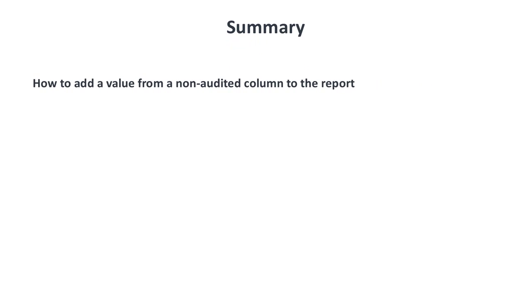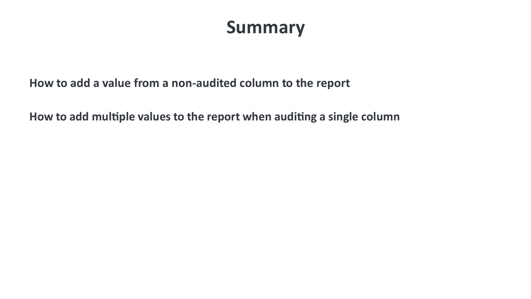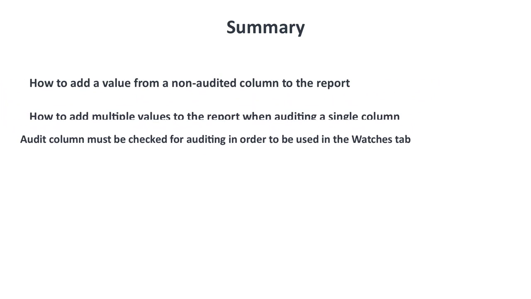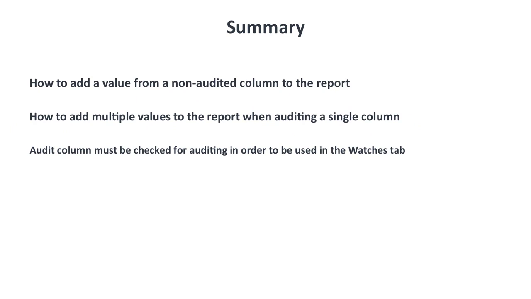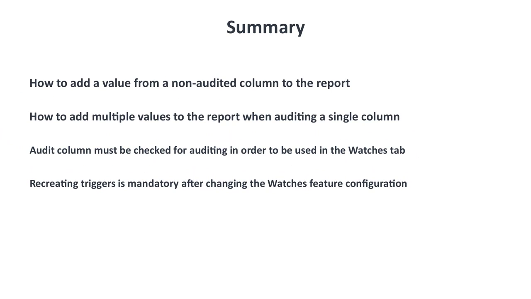To summarize, we have shown how to add values from non-audited columns to be shown in the auditing report whenever a change occurs in an audited column. If there is a need, values from more than one column can be added to the auditing report while auditing only a single column. It is a requirement that the Audit column is checked under the Columns tab, so it can be used in the Watches tab as well. Recreating auditing triggers is mandatory whenever a configuration change is made in the Watches tab in order for the change to take effect.